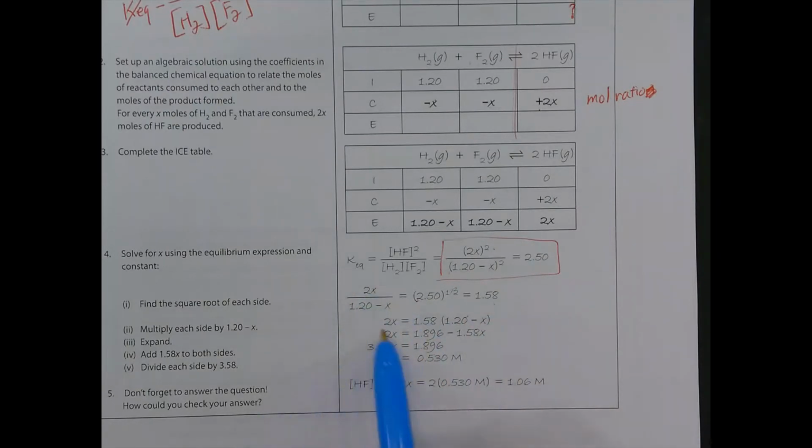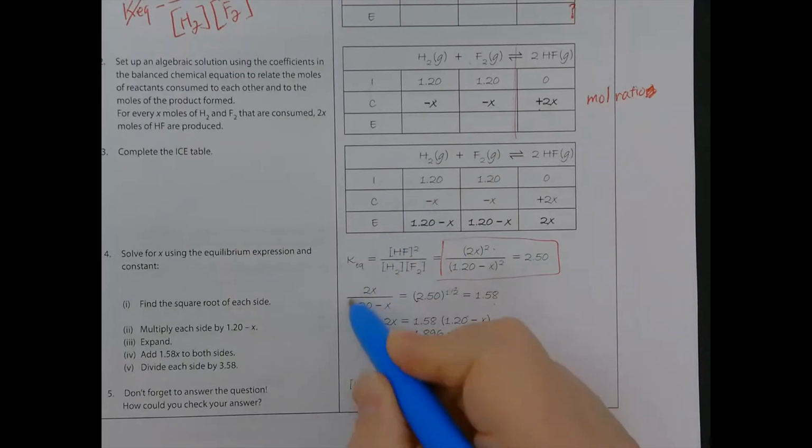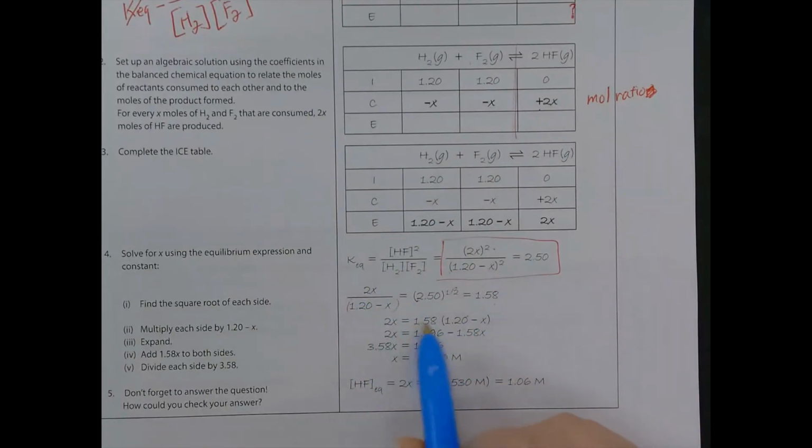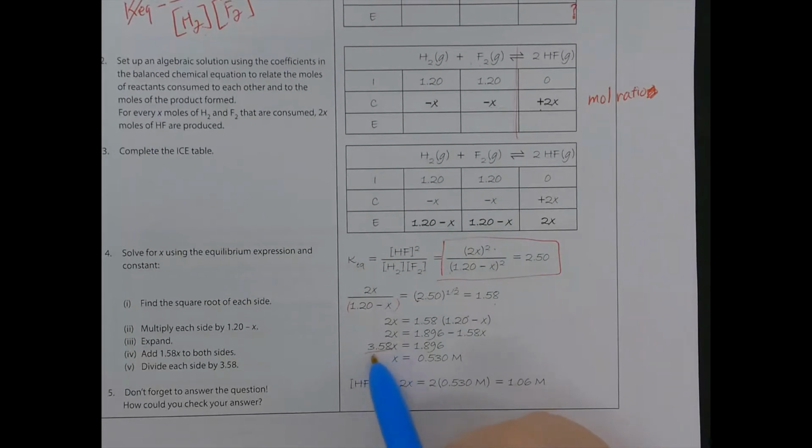Now they start to simplify this. We take this bottom part here and multiply it to the other side, so we have 1.58 times that term, and that equals our 2x. Then we distribute the 1.58, and so we get this term here. Gather our x's, so add the 1.58 to the other side, so we get 3.58x equals 1.896. It's a weird font. And then divide by 3.58 on both sides. And that's how they get x, is 0.530 molar.